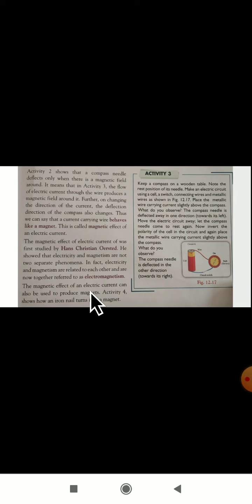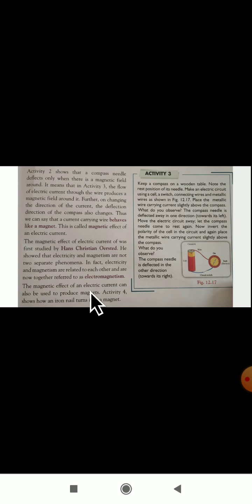It means that in activity 3, the flow of electric current through the wire produces a magnetic field around it. Further, on changing the direction of the current, the deflection of the compass also changes. Thus we can say that a current carrying wire behaves like a magnet. This is called the magnetic effect of an electric current.